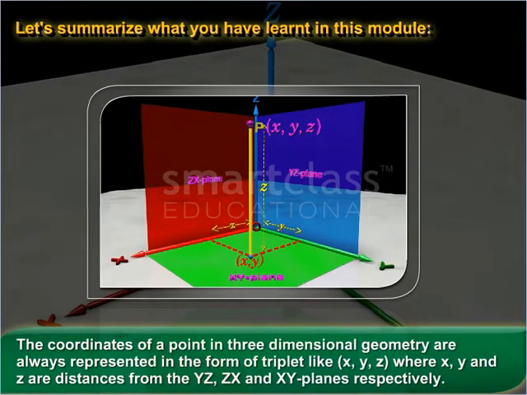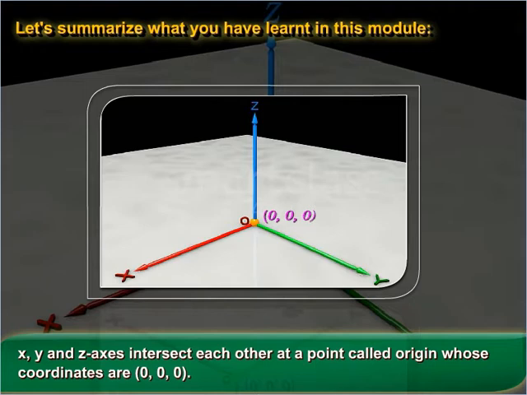The coordinates of a point in three-dimensional geometry are always represented in the form of a triplet like x, y, z, where x, y, and z are distances from the yz, zx, and xy planes, respectively. The x, y, and z axes intersect each other at a point called the origin, whose coordinates are 0, 0, 0.